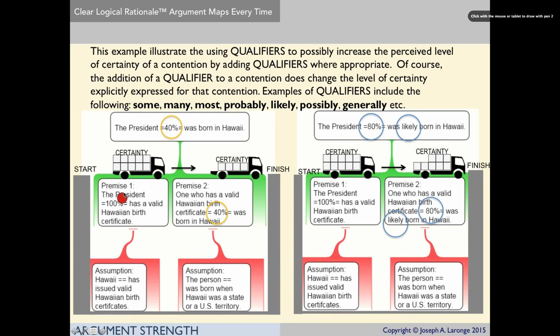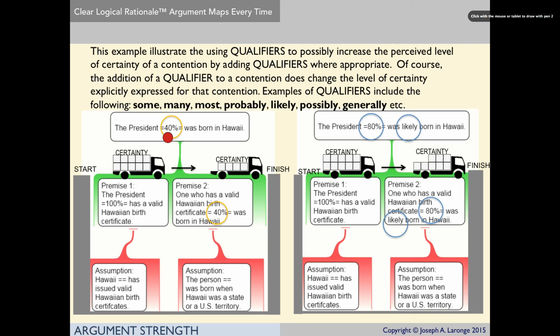So we can see that this particular audience who's driving this truck perceives the first premise as 100% certain, and subjectively perceives the second premise as only 40% certain. So by the time this truck gets to finish, it's only got 4 boxes left for the 40%. So this is our weakest span in the bridge. So, for simplicity's sake, we're going to say that the contention is only 40%.